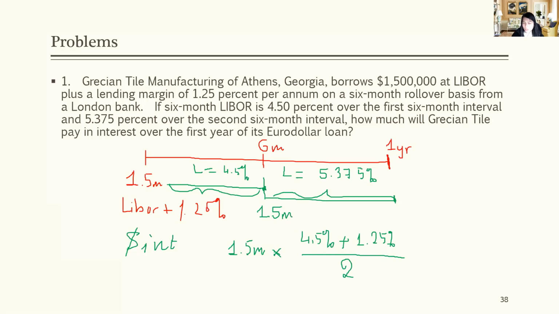In the second period, from month 6 to month 12, I'm going to compute the interest in a similar way. Here my principal is again 1.5 because that's how much I roll it over. And the interest is going to be 5.375 plus 1.25, which is the margin on top of the LIBOR, divided by 2 for 6 months.